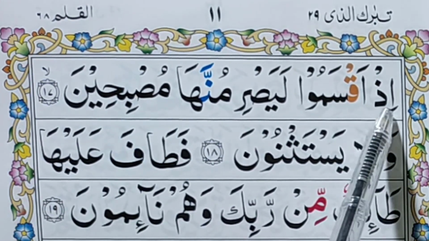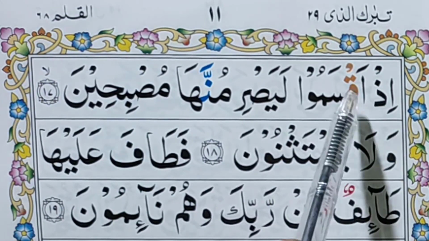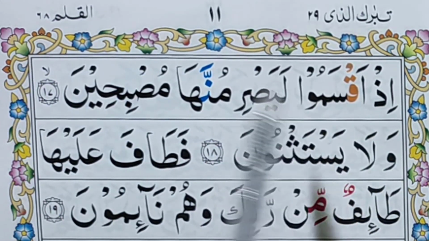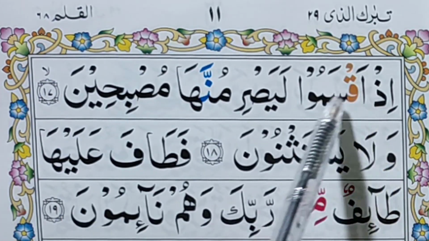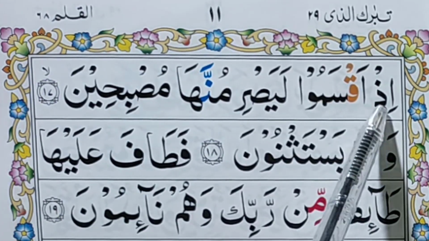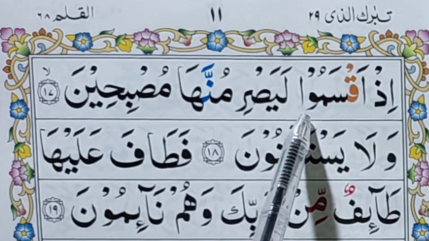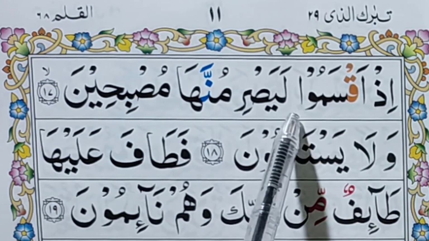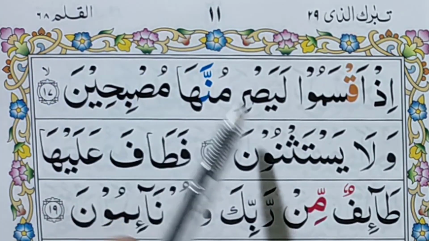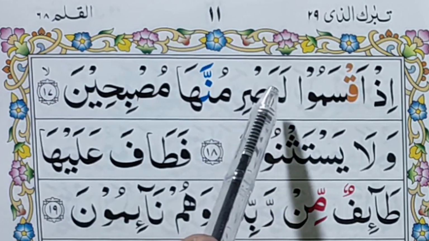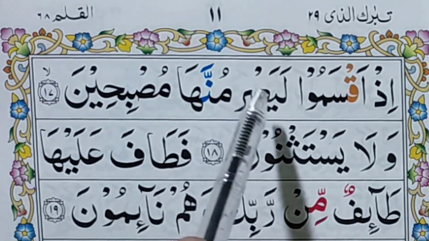We say is aqsamu. On the qaf we make qalqala, which is weak qalqala. Mim we long due to waw madda. Is aqsamu, is aqsamu la yasrimunnaha. On the swad we make hums quality, and also we did heavy sound due to isti'la quality.